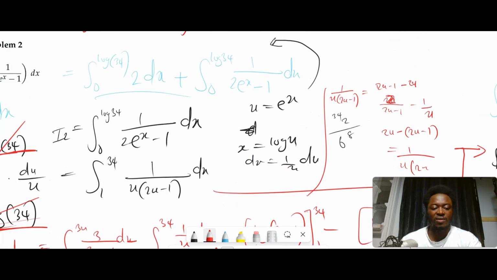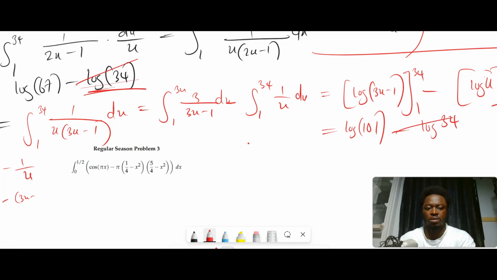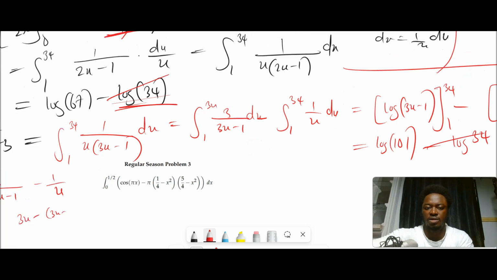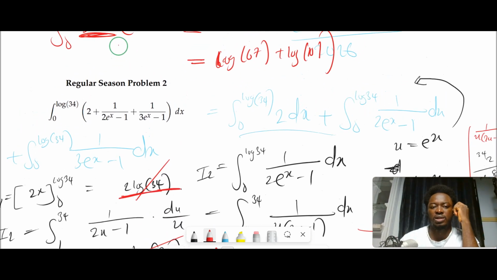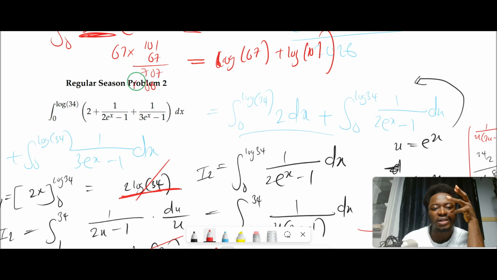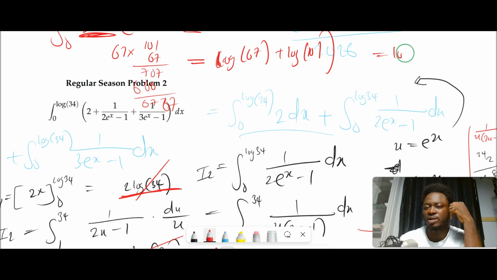So what does that equal? This is getting a bit confusing, but let's see. Okay, so 67 times 101. So 101 times 67. So you have a 7, 0, and then 7, and then 6, 0, and then 6. So you have 6, 7, 6, 7. So the answer would be logarithm of 6767.